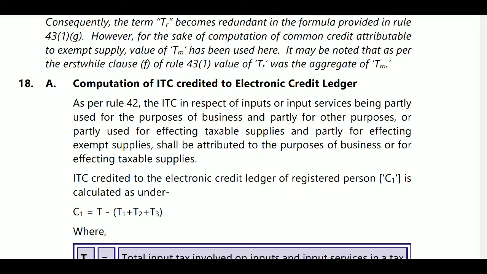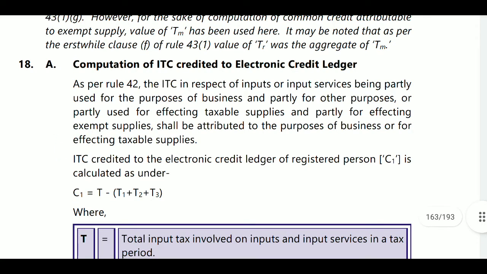The ITC in respect of inputs or input services being partly used for the purpose of business and partly for other purposes, or partly used for effecting taxable supplies and partly for effecting exempted supplies, shall be attributed to the purpose of business or for effecting the taxable supplies. ITC credited to the electronic credit ledger of a registered person, that is, here we will calculate based on C1 is equal to T minus T1, T2, T3.